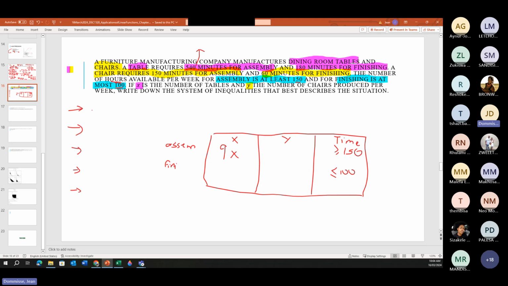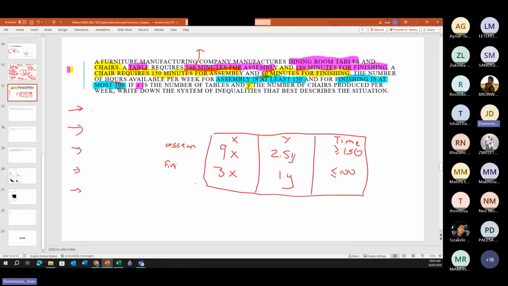So assembly takes 9 hours for X, and it says that it requires 150 minutes for chairs. So again, 150 divided by 60 will give us the hours. So it will be 2.5Y for the assembly time. Then we will look at finishing. Finishing for X is 180 minutes, which is 3x. And for the finishing for y, it is 60. So 60 divided by 60 is 1y.